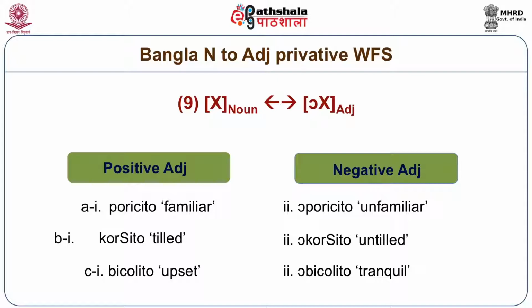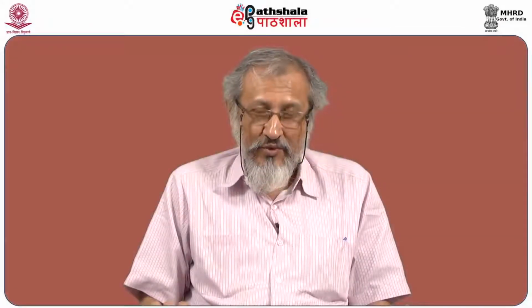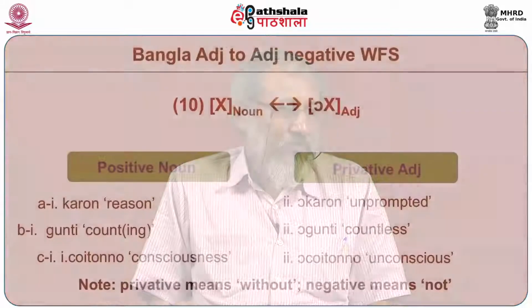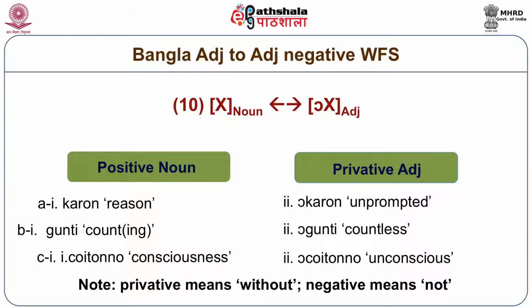Now there's a noun to adjective privative strategy. We use the term privative rather than negative when the meaning is being deprived of something, having something taken away from you. That's called a privative concept. So reason comes out in Bangla as karon. The adjective based on this is okaron, unprompted, without reason. Gunti is a noun meaning counting or count, and the adjective based on this is ogunti, countless. Choitonno, the noun for consciousness, gives rise to ochoitonno, an adjective meaning unconscious.